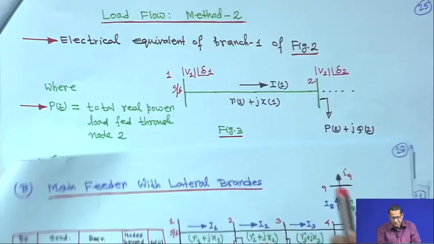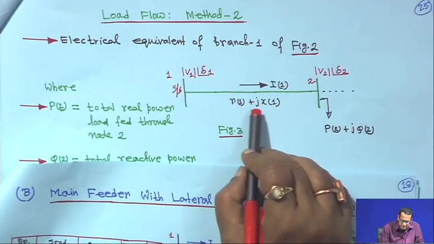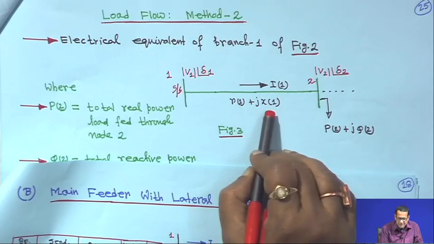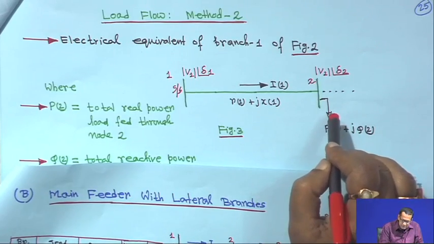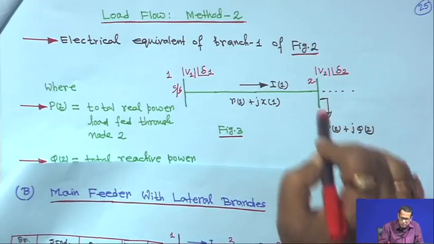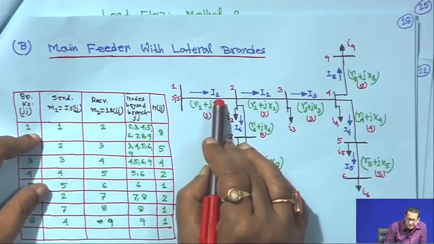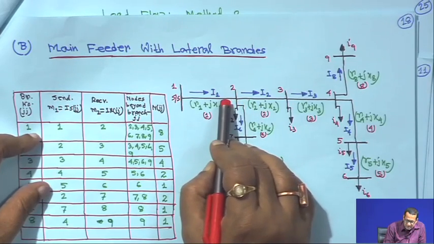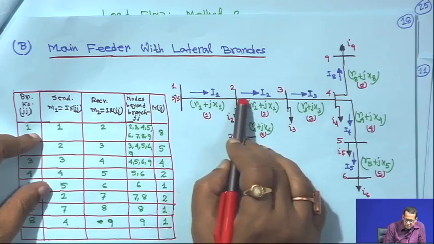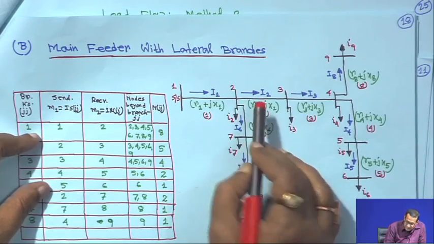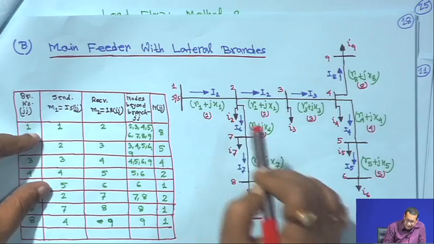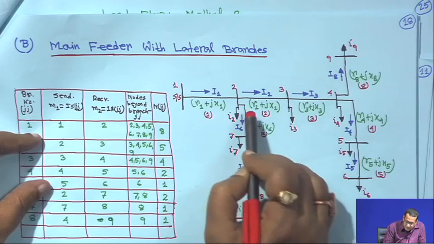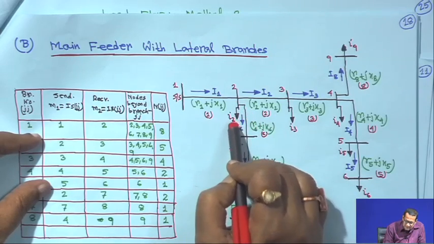What is the electrical equivalent? This is I1, and the impedance of this branch is R1 plus jX1. Instead of R suffix 1, X suffix 1, I have put it in bracket. Now, here you have to see the total load fed through node 2. This is branch 1, but when the current leaves through branch 1 to node 2, some power flows through this line, some goes to this load, some goes through branch 2, some goes through branch 6, and some goes to the load.